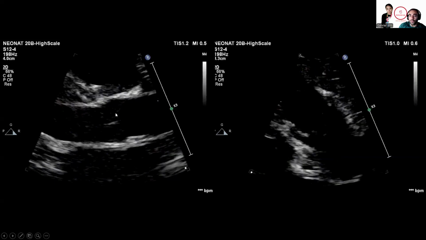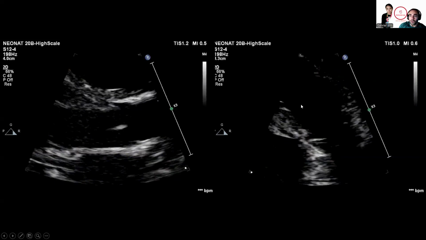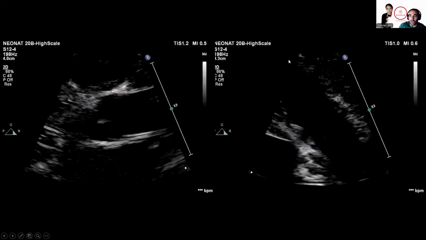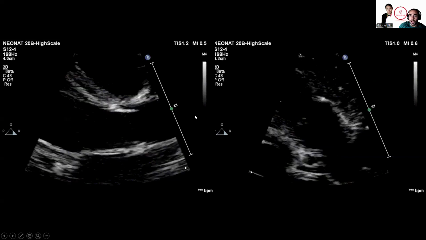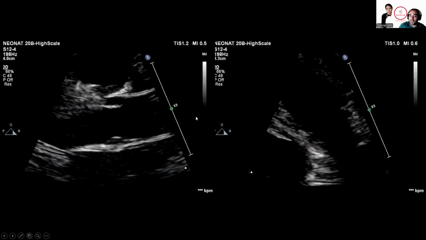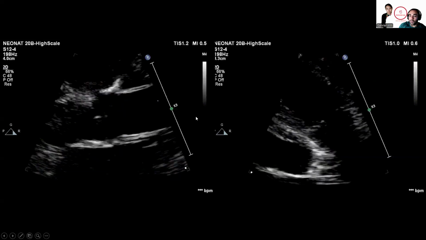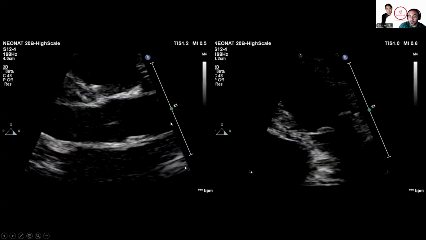And as you can see, they're really not oriented in the same direction. They're actually almost at 90 degrees of each other. And if obviously we would have something like a transposition of great arteries, it would be quite different. They would be parallel to each other.